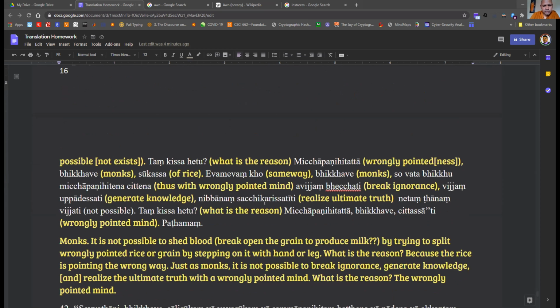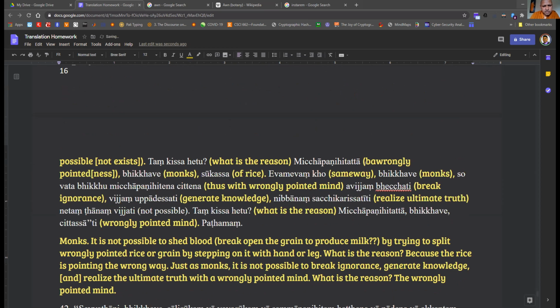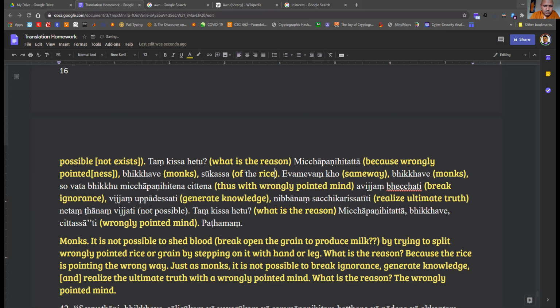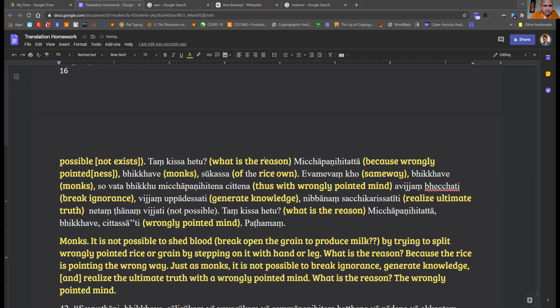Tankissa hetu, what is the reason? Miccha panihitatta, because it is wrongly pointed. Panihitatta is because. Bhikkhave, monks, sukassa, of the rice, tandula, of the rice own. Tankissa hetu miccha panihitatta bhikkhave sukassa.